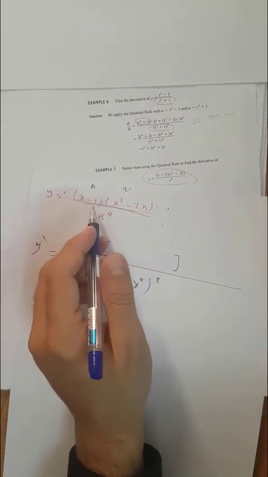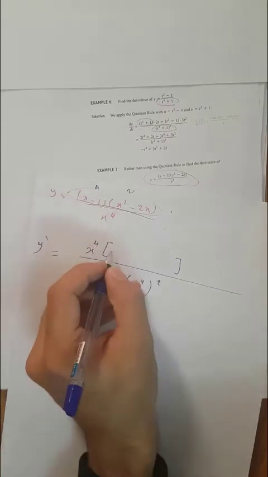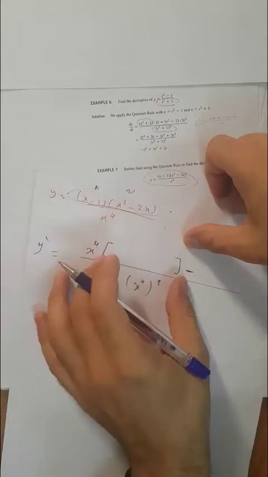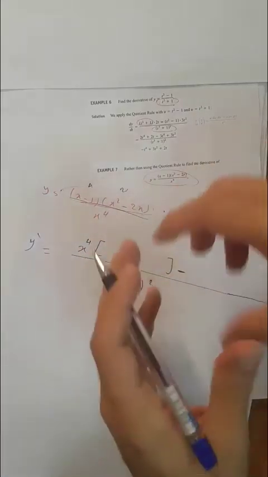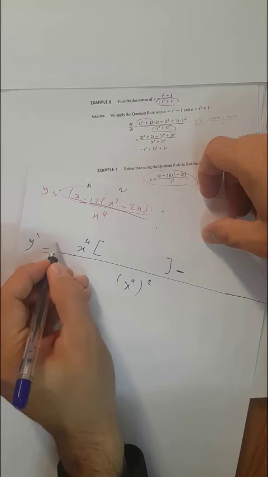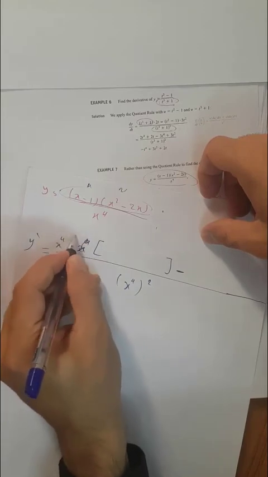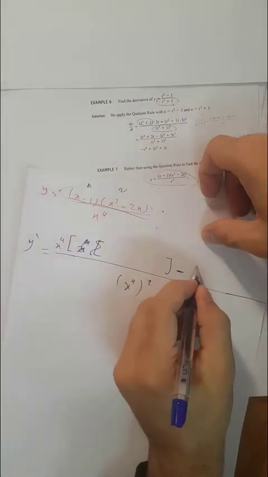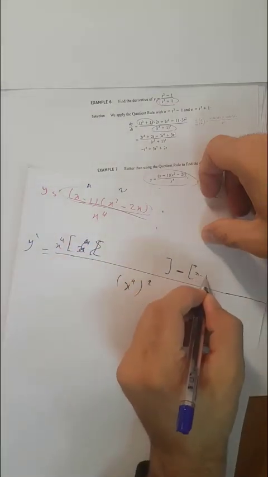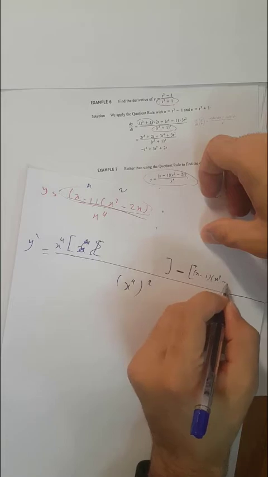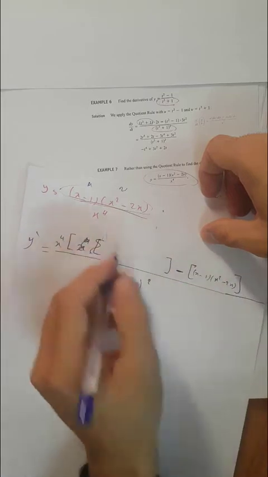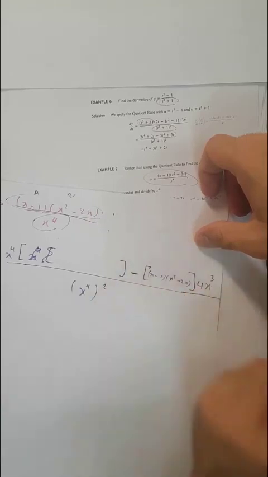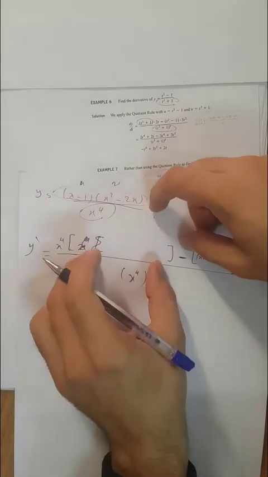The derivative of the numerator, we have two functions, so I'm going to say later minus. I'll leave this one for later, because we need white space. Then the numerator x minus 1 times x squared minus 2x, multiply the derivative of the denominator, that is 4x to power 3. That's all.